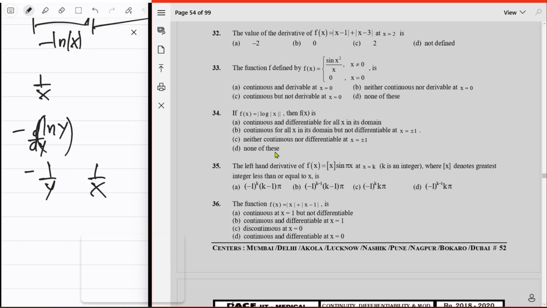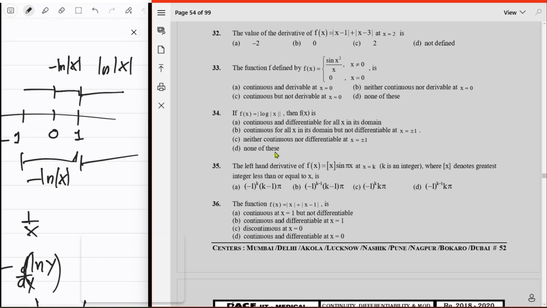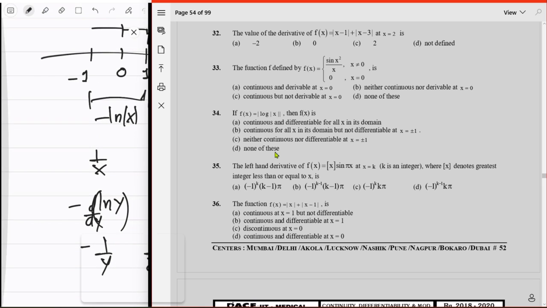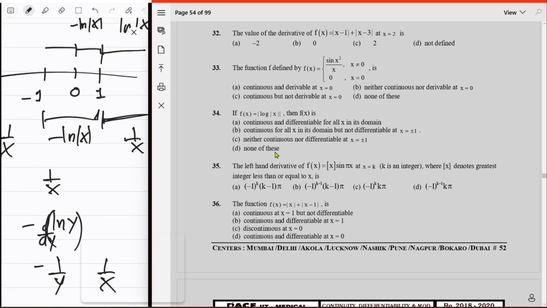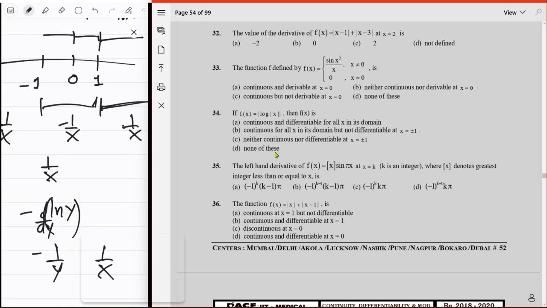Cool. So in this region, the derivative is just 1 upon x. In this region, the derivative is once again just 1 upon x, even though x is actually negative. In this region though, it's negative 1 upon x.